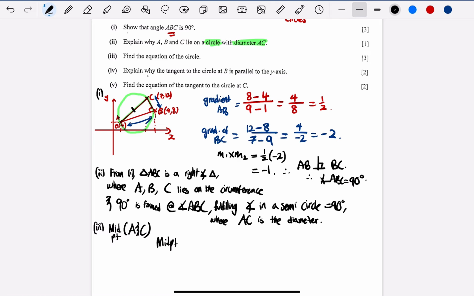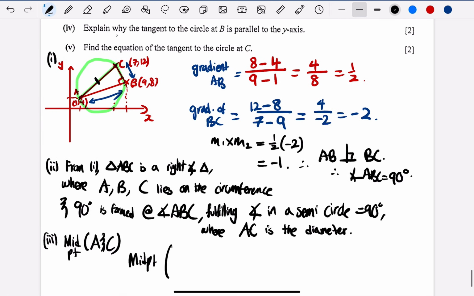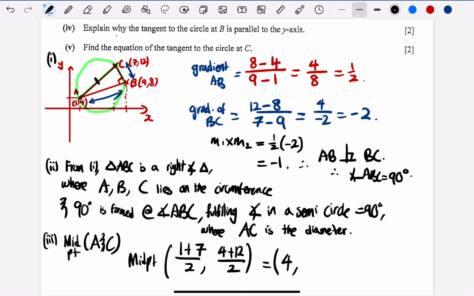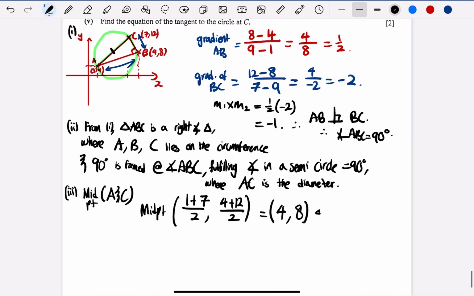You have a coordinate A, which is 1, 4. For the midpoint, we're just going to add up the x coordinates, 1 and 7, and divide by 2. For my y coordinate, similarly 4 and 12, we add them up, divided by 2. Simplify this, you get 8 over 2, which is 4. This is 16 over 2, which is 8. So this is the center of my circle.